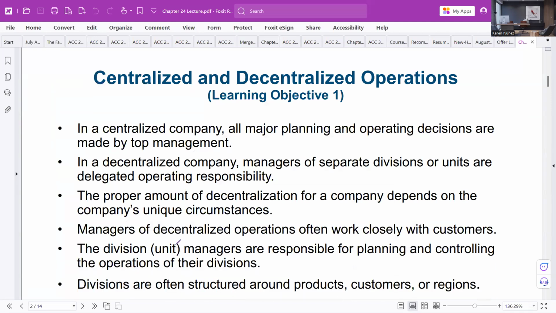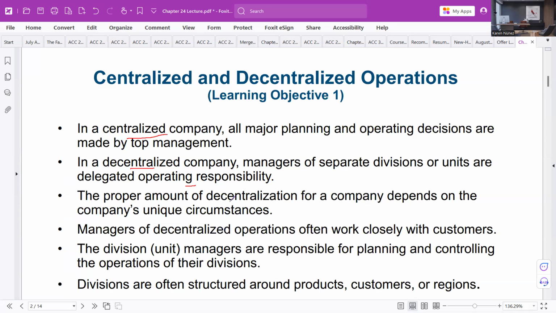In a centralized company, all of the major planning and operating decisions are made by top management. So everything flows from the top down in a centralized company. But in a decentralized company, the planning and the operating decisions are spread out. So you have managers of separate divisions or units that are delegated operating responsibility.